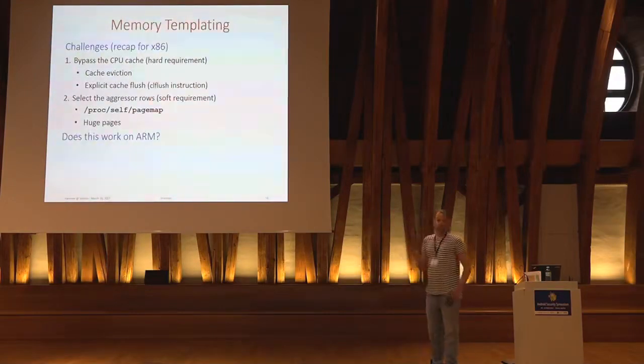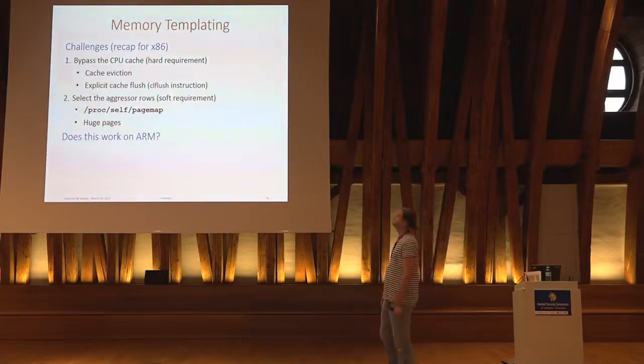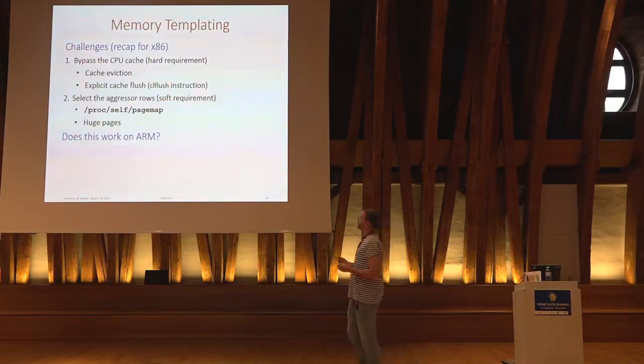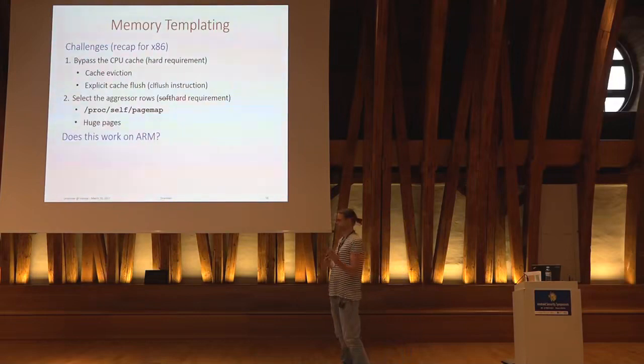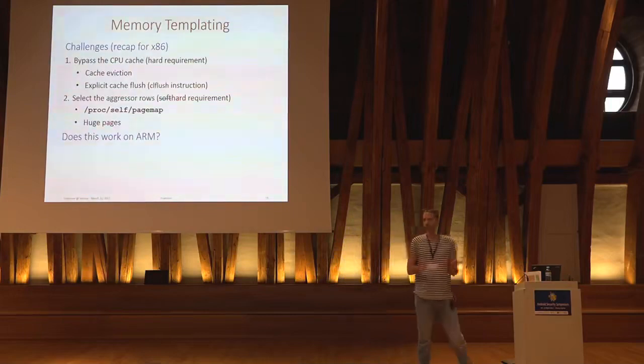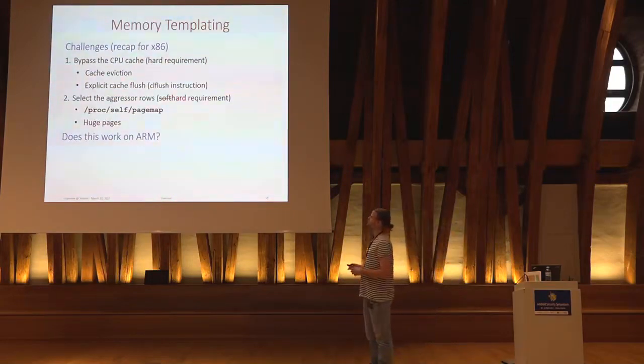But first, memory templating, the first phase of a Flip Feng Shui attack. What are the challenges again for x86? We need to bypass the CPU cache, so we can use cache eviction or the explicit cache flush instruction. And if we want to do double-sided Rowhammer, we can use the pagemap or use huge pages. I found relatively soon that if you want to flip bits on ARM, you actually need to do double-sided Rowhammer, because with single-sided Rowhammer, the chances of flipping bits are just too low. So we have some options on x86. It would be great if we could use any of these on ARM.